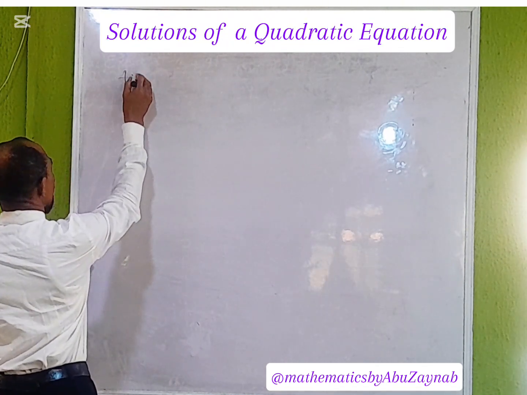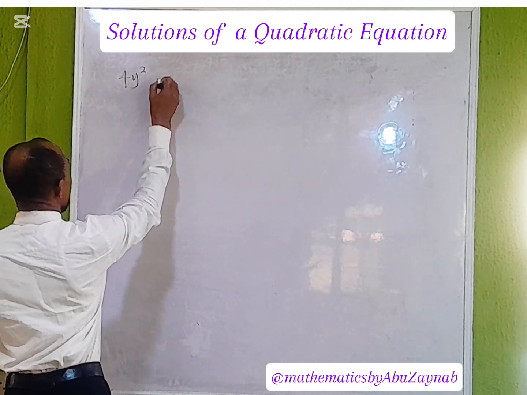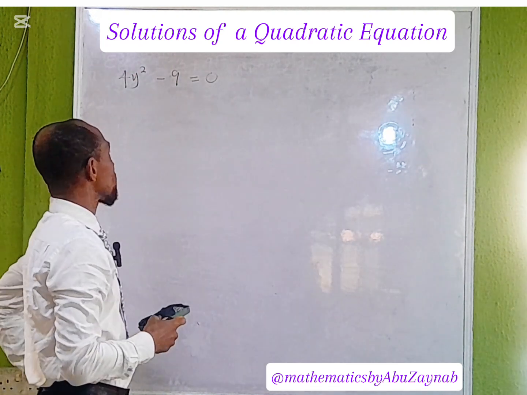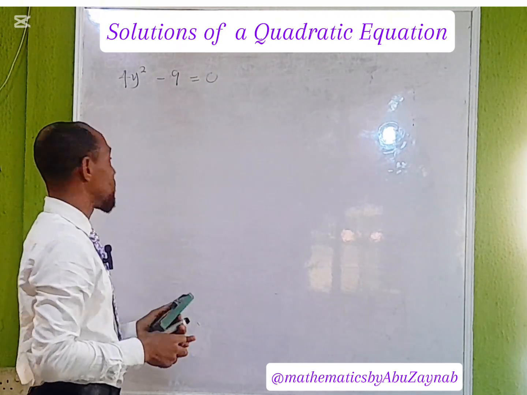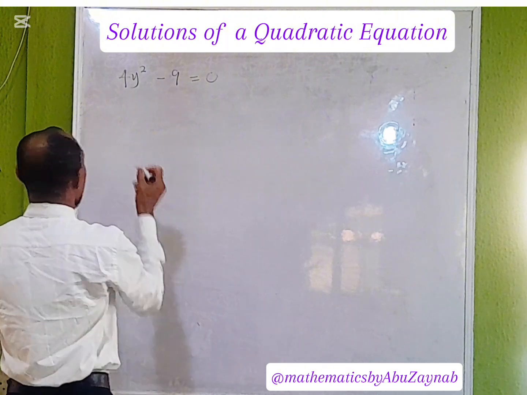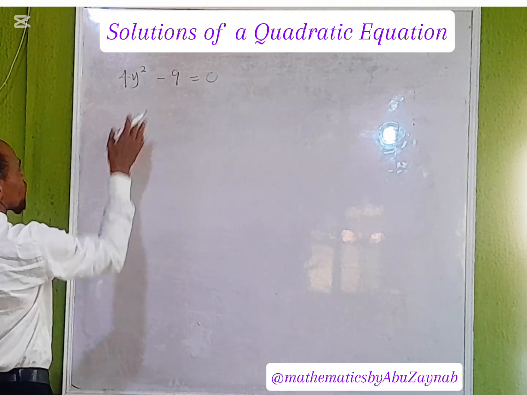So we have to solve 4y squared minus 9 equals 0. That's the question we have to solve using the three methods really. Now, to start with, this question is not yet in the standard form.